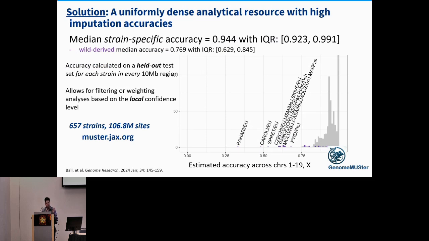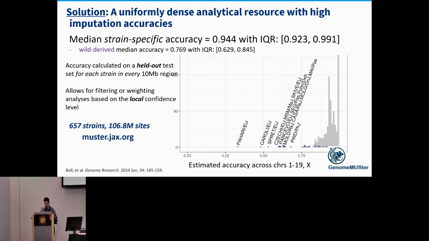Well, in each region, we randomly sampled some data. We left it out of the imputation procedure for each strain, right? We ran the imputation, then we can compare that strain's predictions to the actual data. So that's how we estimate this accuracy, and we do this across the entire genome for each strain.